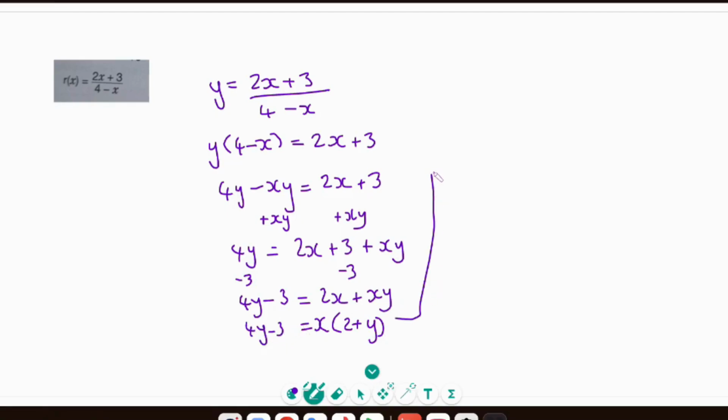Now we can make x a subject by dividing both sides by 2 plus y. And now I need to write it in function form, function notation.